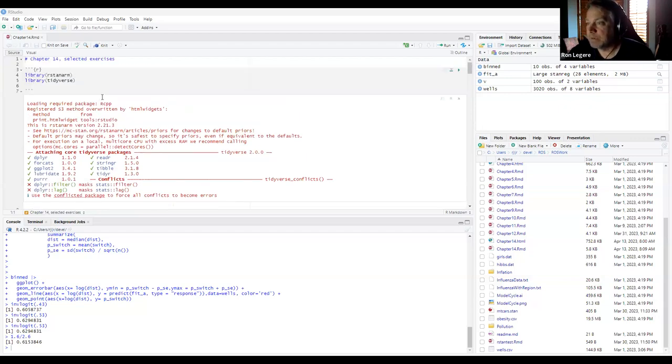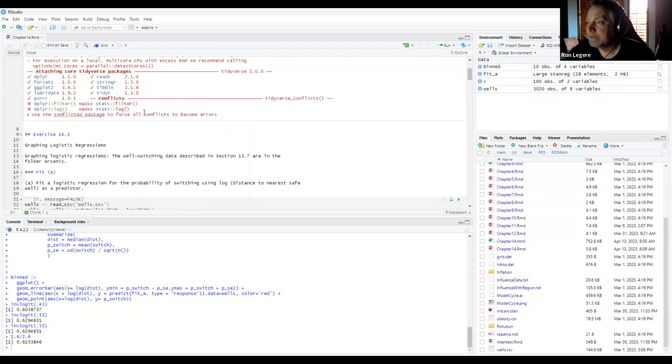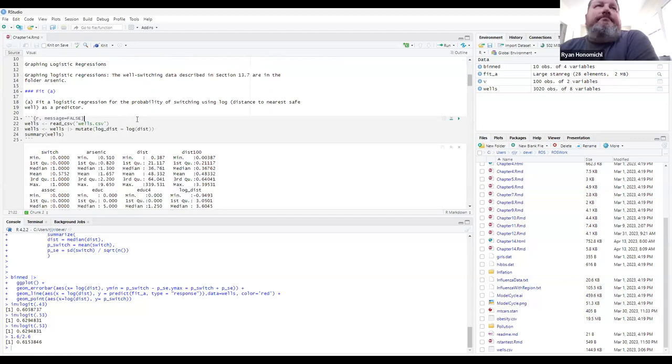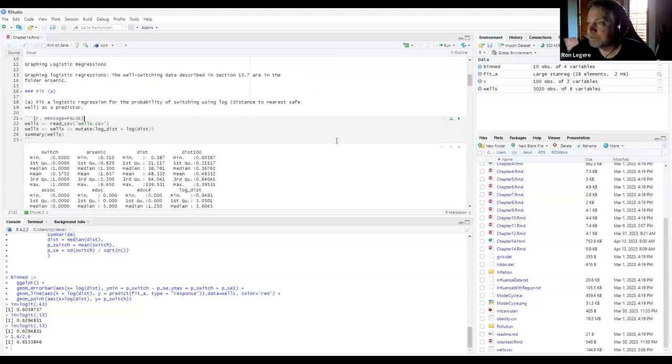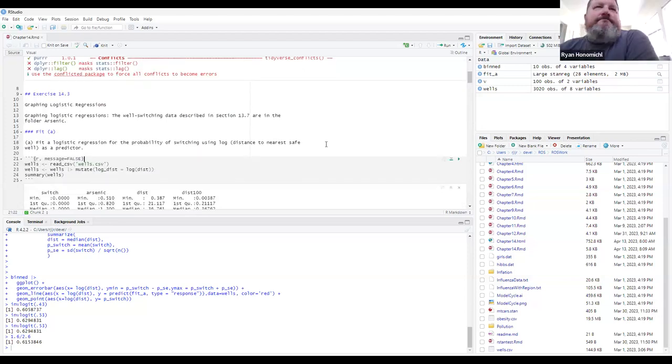14.3. I'm doing my usual mixture of tidy and not so tidy because I'm still not really comfortable with these things. This is the Wells data. We're back to the Wells data.